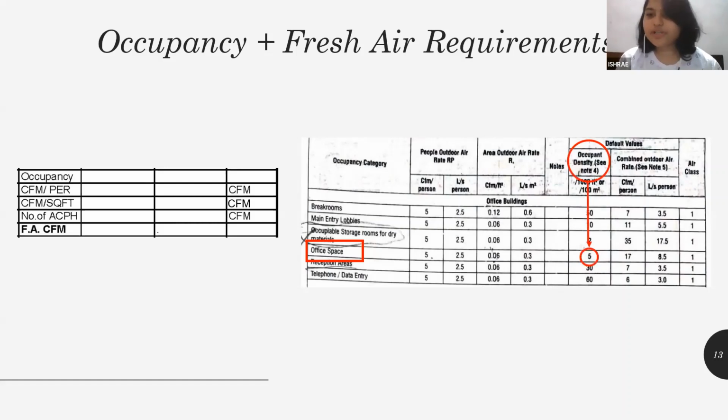So for office space, it is given as 5. Now this 5 is the occupant density for 1000 square feet area. But what was our area? Our area was 5144 square feet. So if 5 people are occupying 1000 square feet of area, how many people will occupy 5144 square feet of area? So that is 25 people. I have calculated it.